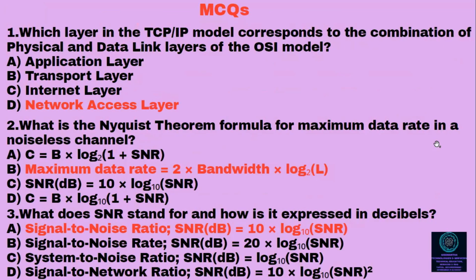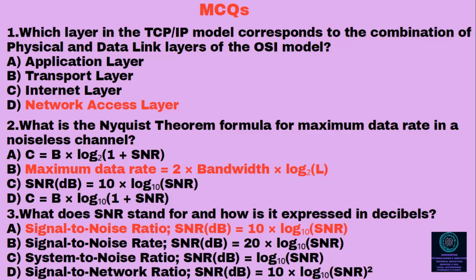Now this part is over, and we will go to the MCQ part. A few of the questions I've given here are ones I felt are important, so that's why I've taken them. Question number 1: which layer in the TCP/IP model corresponds to the combination of the physical and data link layers of the OSI model? The correct answer is the network access layer.